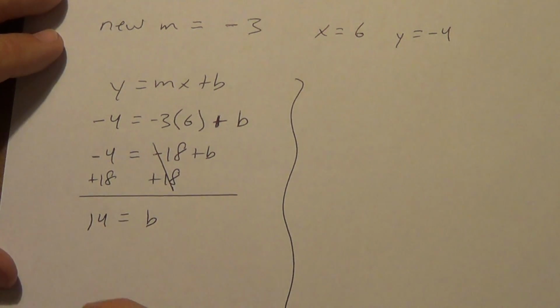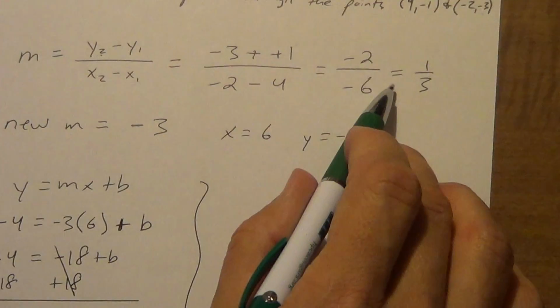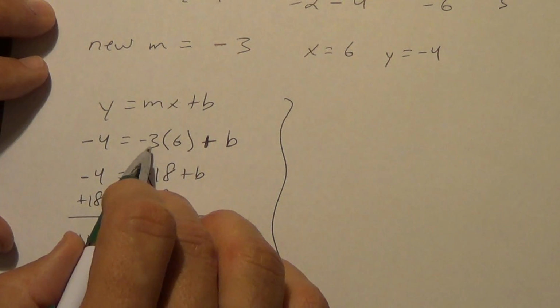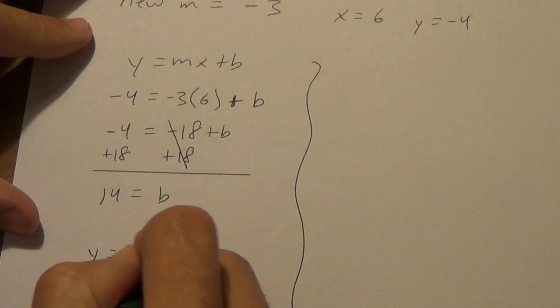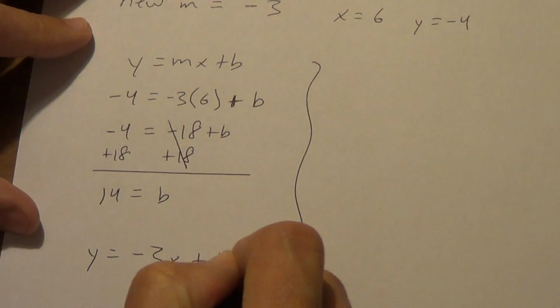Now I need to write my answer. Remember, use your new m, not your old m, when you write your answer. The same m you used right here. So y equals negative 3x plus 14.